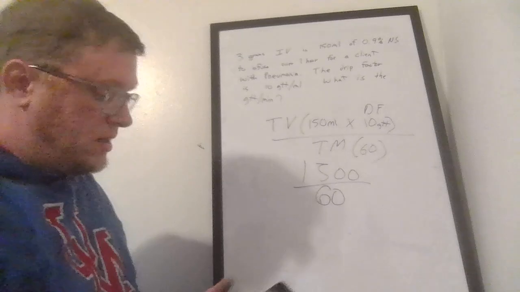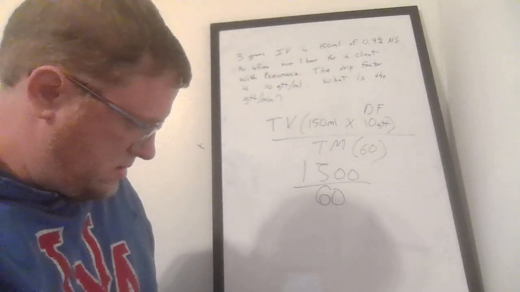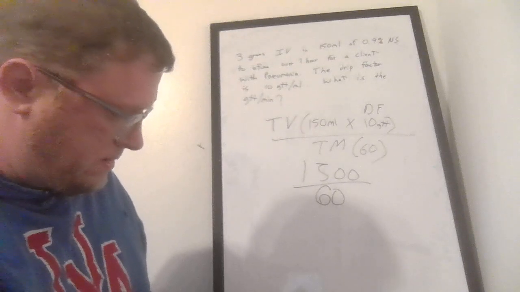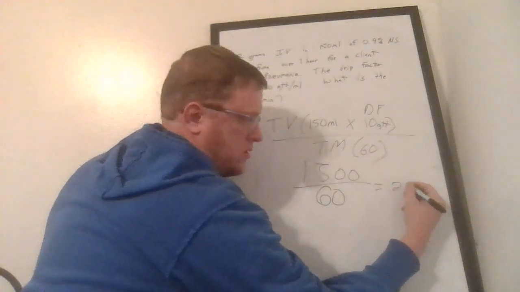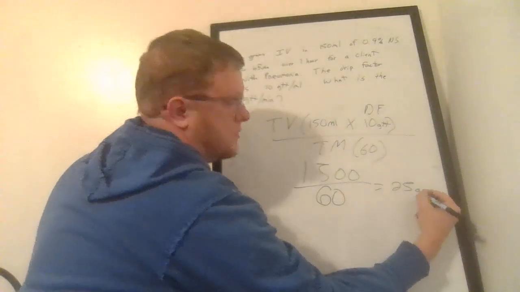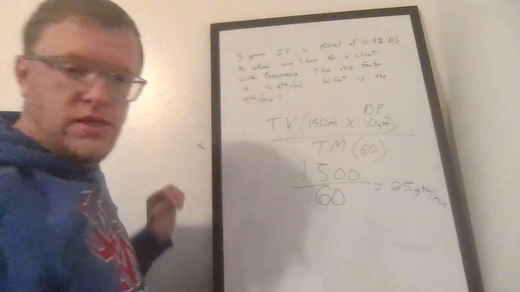Let me pull out my calculator. 25. So 25 drips per minute is what we should see.